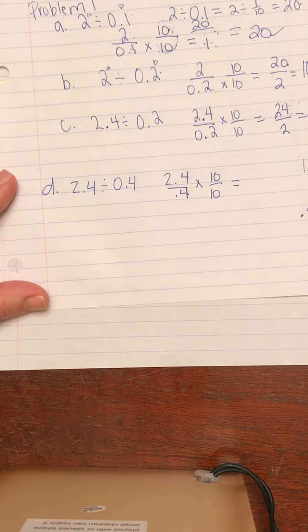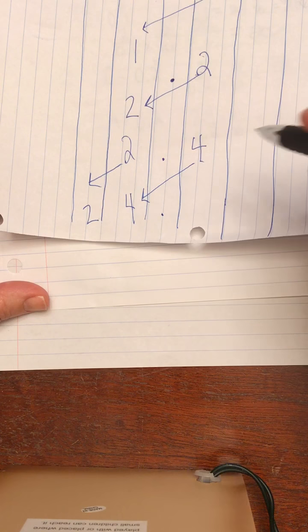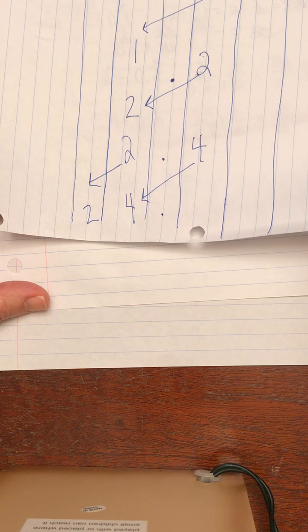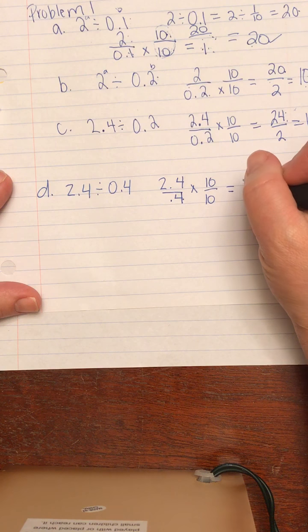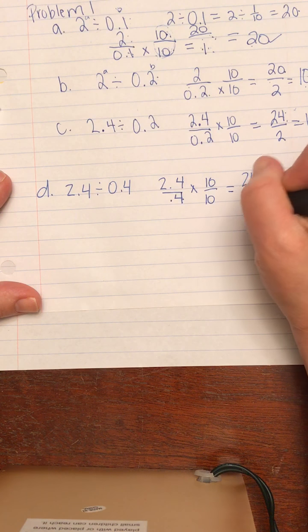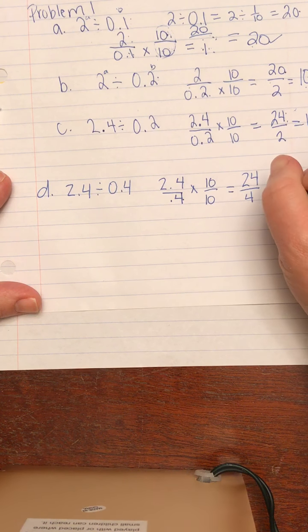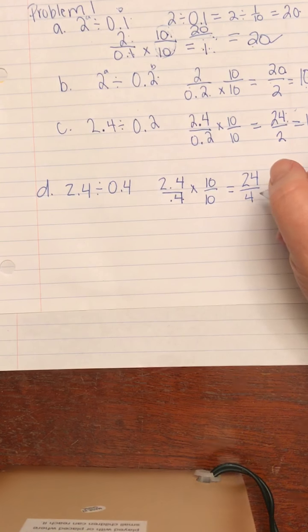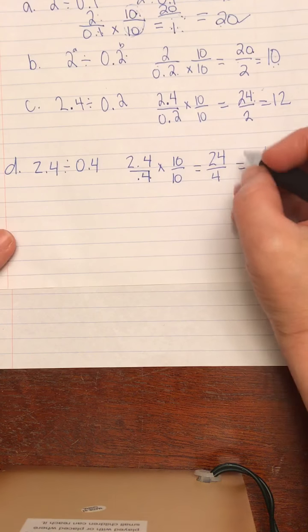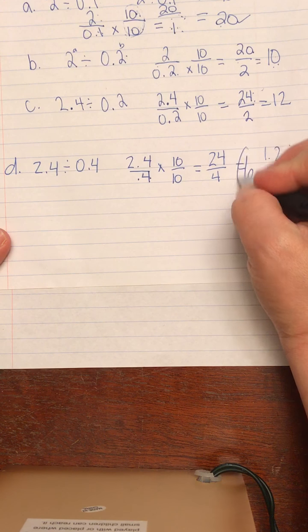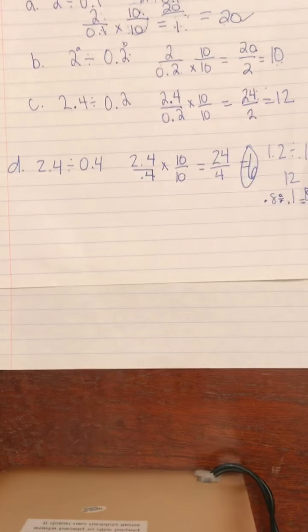When I do that on my place value chart, everything moves one column over on the place value. And so I get 24 divided by 4. 5 times 4 is 20. So one more 4 would be 6. That would be my answer.